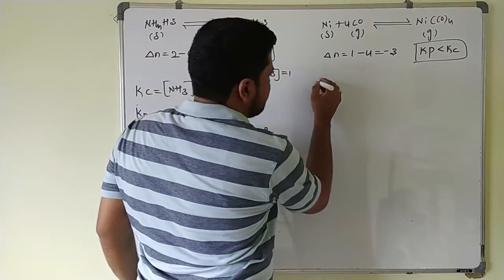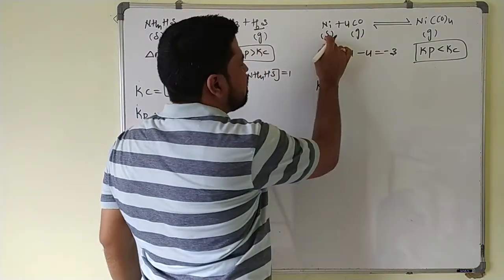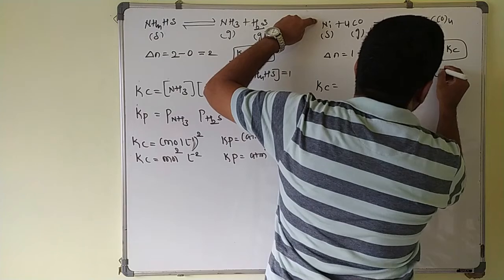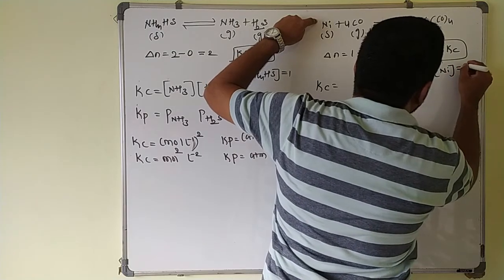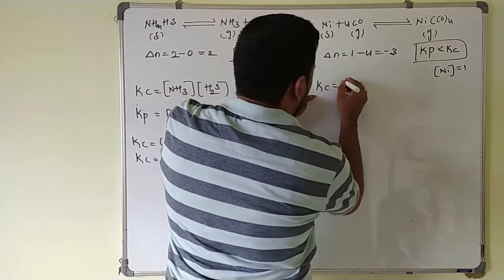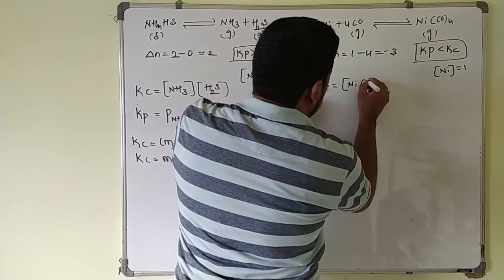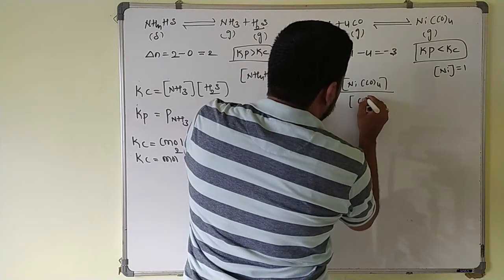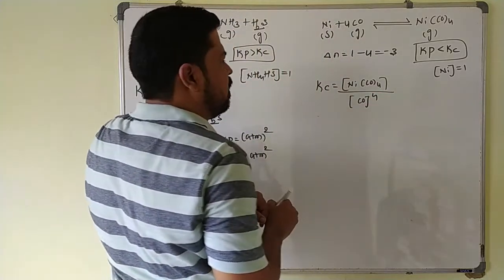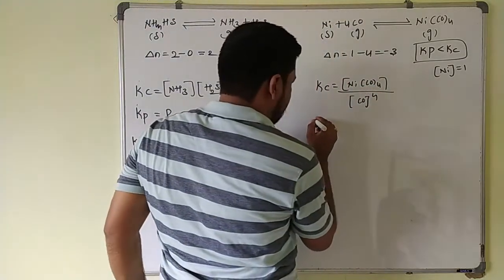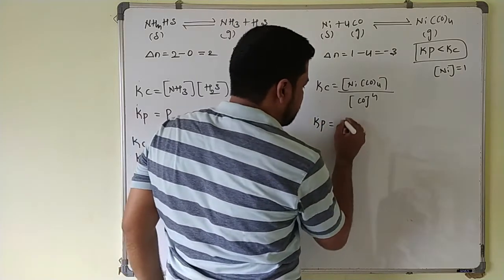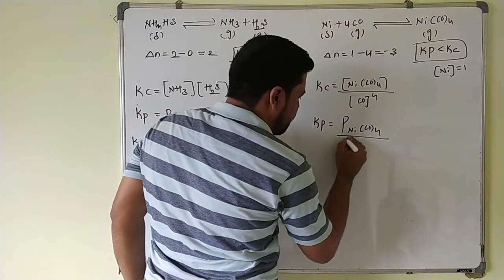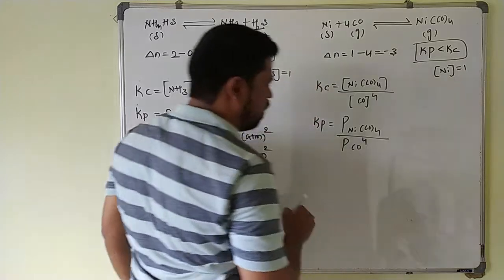Now for this one, what is the Kc expression? Whenever any reactant or product is in the pure solid form or liquid form, its activity is taken as 1 here. So Kc will be equal to molar concentration of nickel tetracarbonyl divided by molar concentration of CO whole power 4 here. Similarly, you can write the expression for Kp. Kp will be partial pressure of nickel tetracarbonyl divided by partial pressure of carbon monoxide power 4 here.